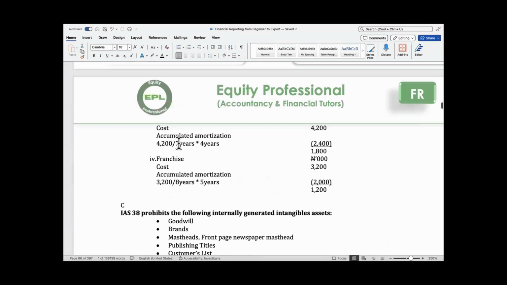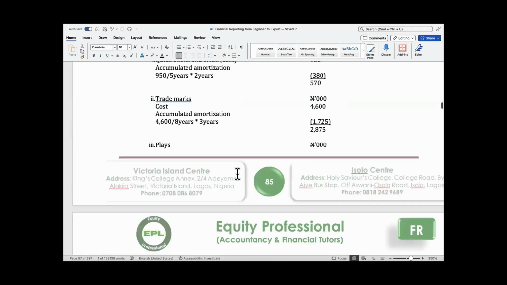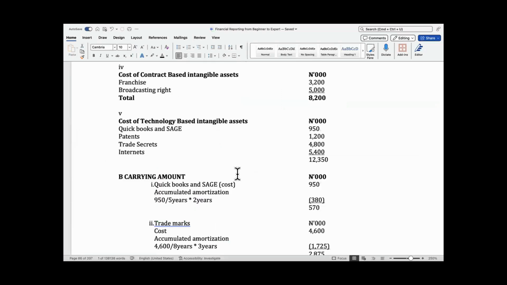The same thing applies to the plays as well. So the useful life is 4, and we bought it 4 years ago. The same thing applies to the franchise. The useful life is 8 years, and we bought it 5 years ago, to give us the accumulated amortization, which we are going to remove from the cost so as to get our carrying amount. These are the things that I would have expected you to have practiced under PPE and be used to by now.